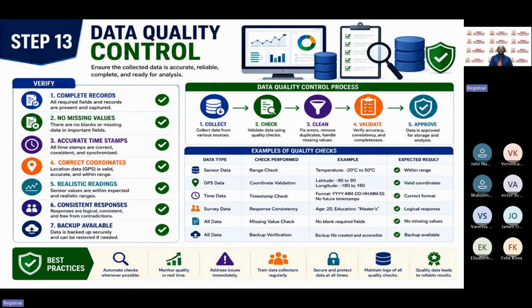So, different examples: like sensor data, you check the range. For example, temperature range, 20 degrees to 25, or minus 20 to 50 degrees. So we know an expected range. If you are looking at GPS data, it should be within the coordinate validation, the latitude and the longitude. The latitude is in 2 digits and the longitude in 3 digits. So we have to make sure these do not flip. You should validate the coordinates.